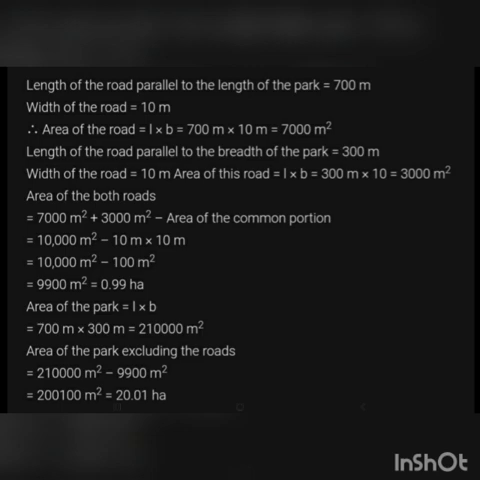So there are two questions given here. What are they? First you have to find the area of the path going through this park, and you have to find the area of the park without that path. So in order to find that, first we found the area of the park, then we subtracted the area of the path from it.